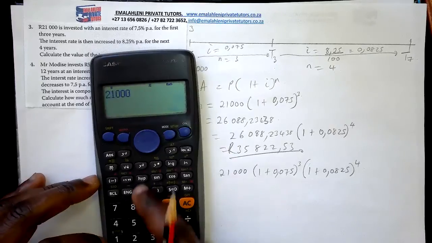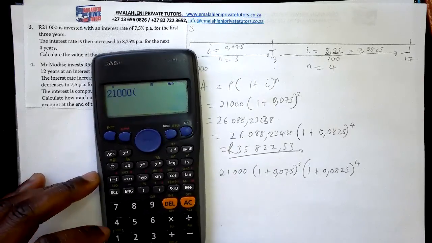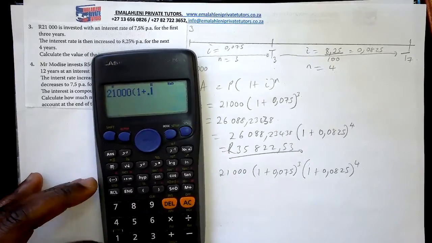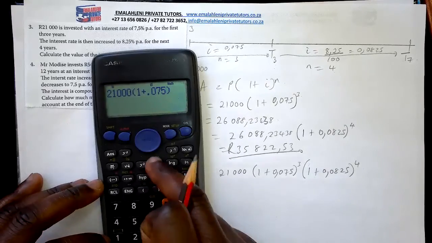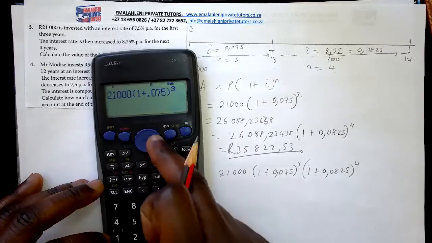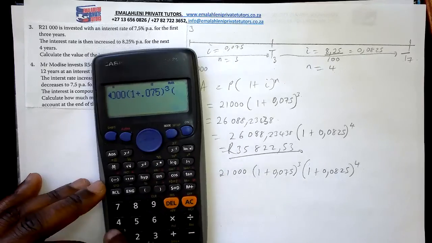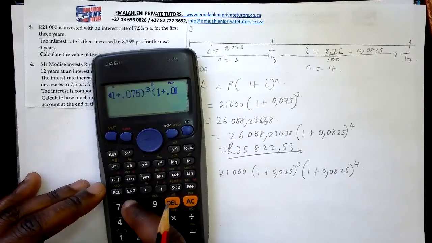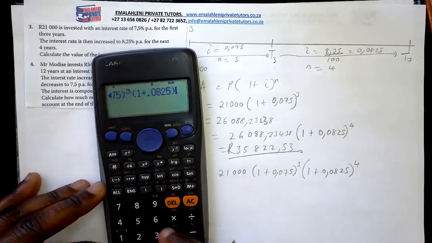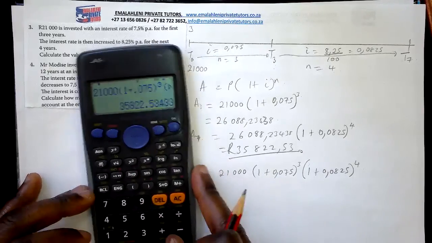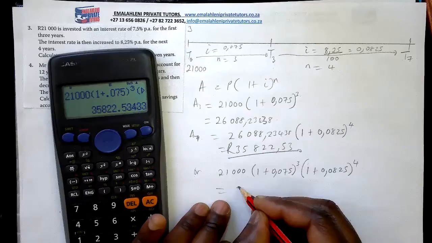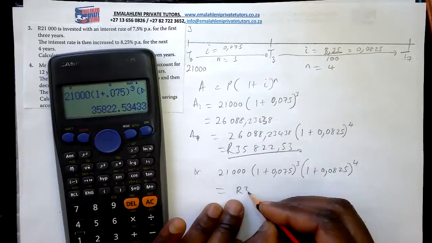21,000 in bracket. We put what? 1 plus 0.075 in bracket to the power of 3. Then we open another bracket, 1 plus 0.0825. We close that to the power of 4. Then you can still get the same answer. So this is also another way of cutting it short.